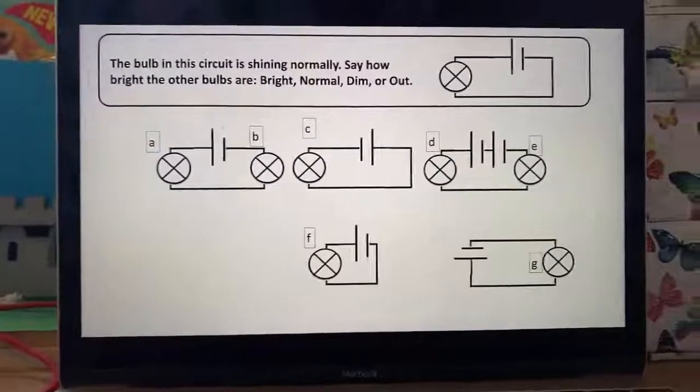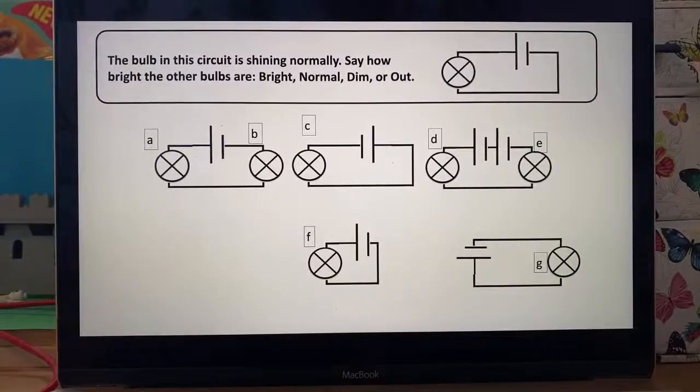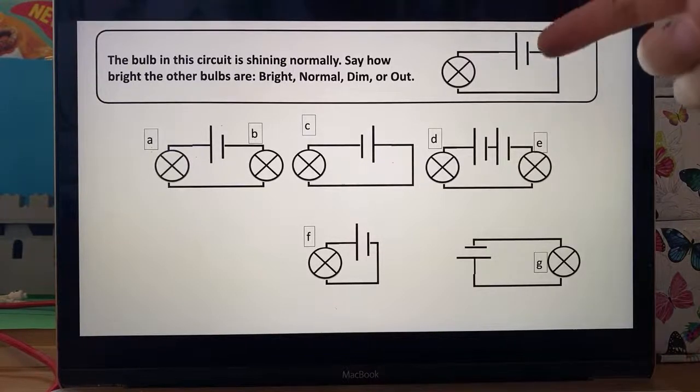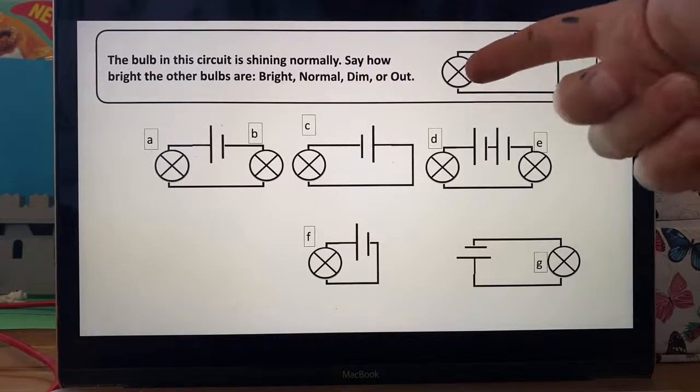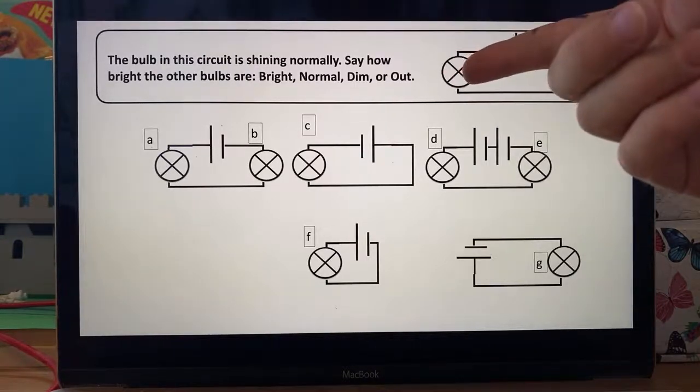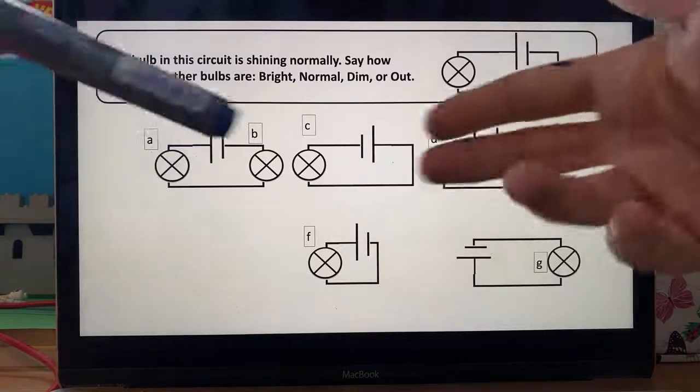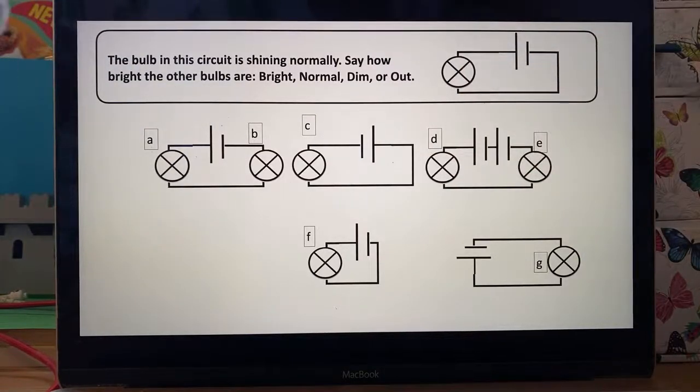Okay. Whew. Have a go at this question for me then, and then we'll crack on with the end of the lesson. The bulb in this circuit, got a simple little circuit here, one cell and some wires connected to a bulb. So the bulb in this circuit is shining normally. Can you say, looking at these other circuits, how bright the other bulbs are? Would they be bright, or normal, or dim, or would they be out?